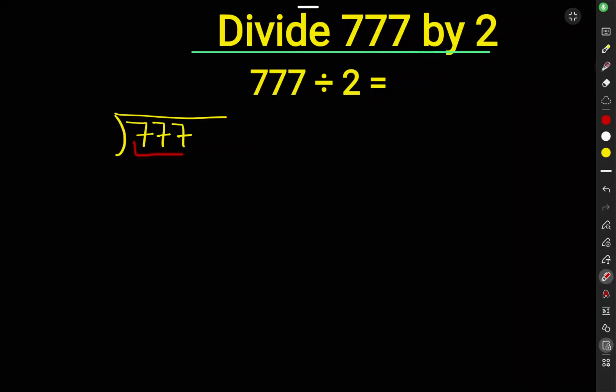Divide 777 by 2 in long division method. So 2 times 3 is 6.